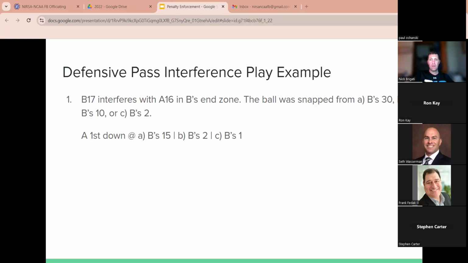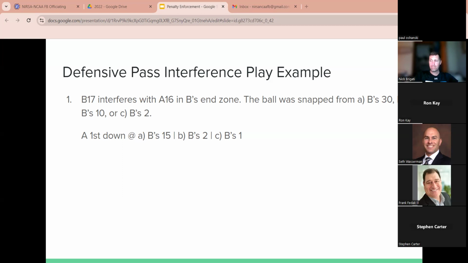Nick, sorry, dude, I got one more. Yeah, how dare you, Jim. You ask questions. Shame on me. Snap at the B2 left hash. We have DPI on the right hash on the 1. We would move to the right hash. That is a tremendous question. I would make the argument that at or inside the 1 we would be going half the distance to the goal. And so I would go back to the previous spot.